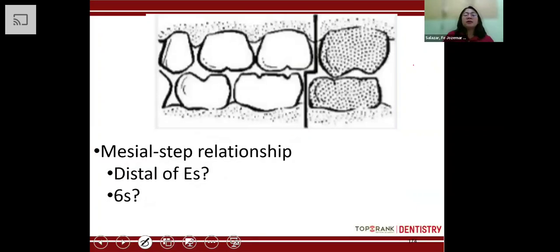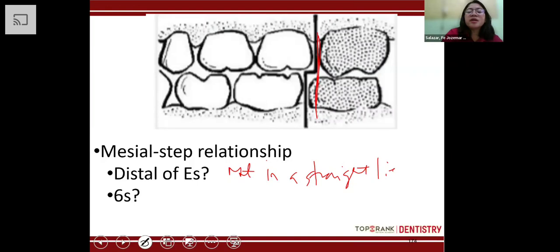Now, how about the mesial step? Let's look at the distal of the second molars. Do they fall on a straight line? No, they are not in a straight line. Why? Because the mandibular second molar is more anterior than the maxillary second molar, creating a mesial step.